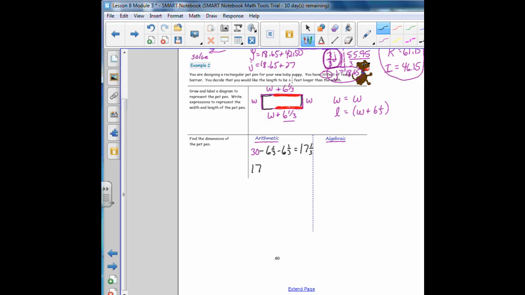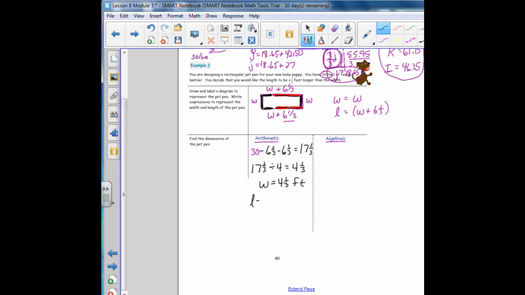Then we want to take that 17 1/3, and to find out how much one of these sections is worth, notice that they're all the same length, we're going to divide that into the 4 sections. So that is going to leave us with 4 1/3. 17 1/3 divided by 4 is 4 1/3. And that means that the width is 4 1/3 feet. So this section is 4 1/3, this is 4 1/3, 4 1/3, and 4 1/3. And then all of these together, if we add another 6 1/3 and a 6 1/3, all of those together will equal the 30 feet.